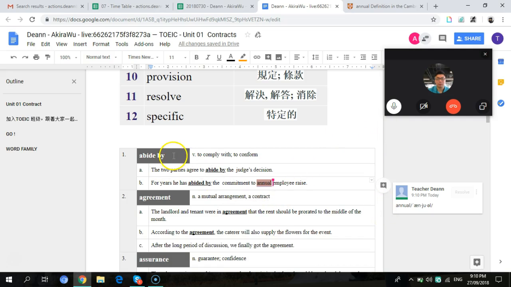Okay, we say annual, that would be once a year or every year. Now we have here the word abide by. When we say abide by, that means to follow, or to complete the requirements, or agree with it. Abide by, another word for that is to agree.